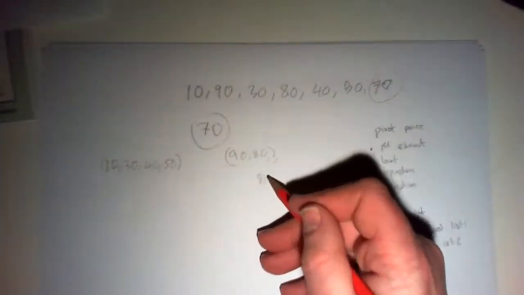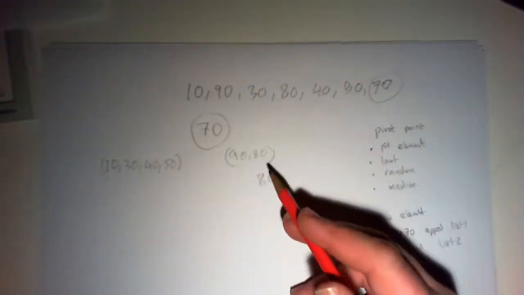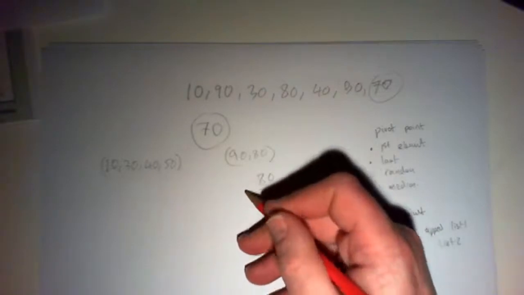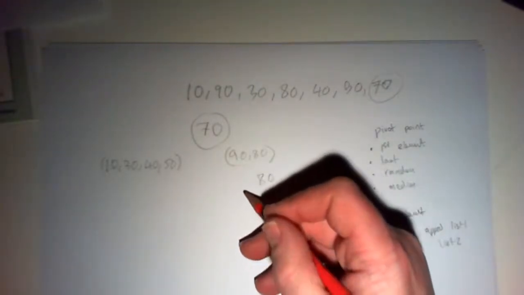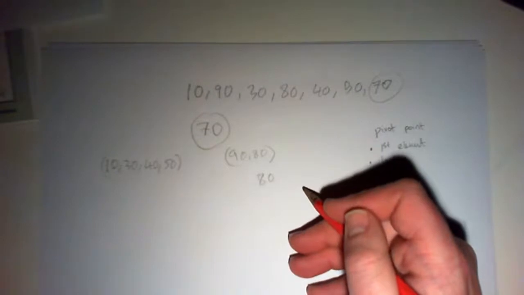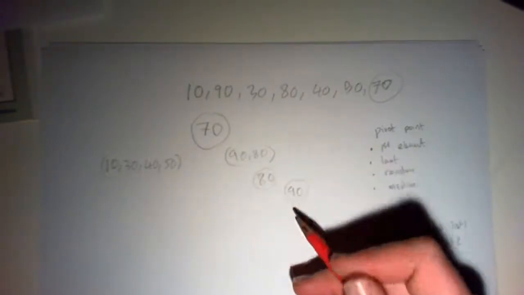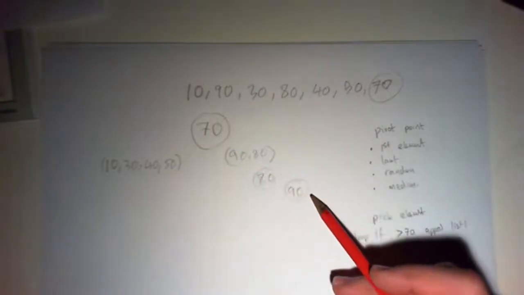Now let's start with this one, 80. Any numbers less than 80 go into a list on this side. There are no numbers less than 80, so it's an empty list. Any numbers greater than it go on this side. So they're done. Got those three done now.